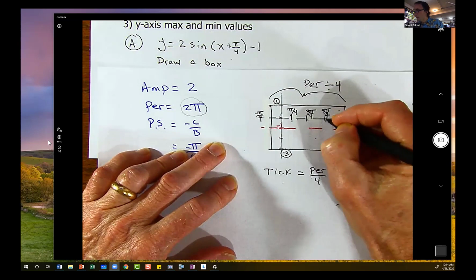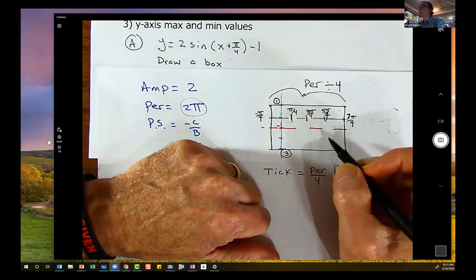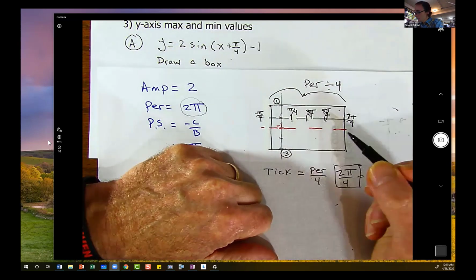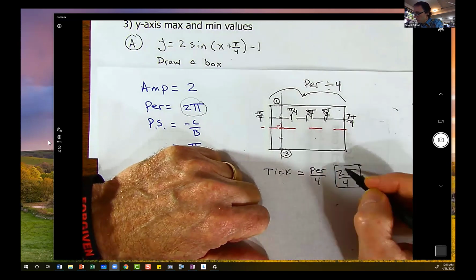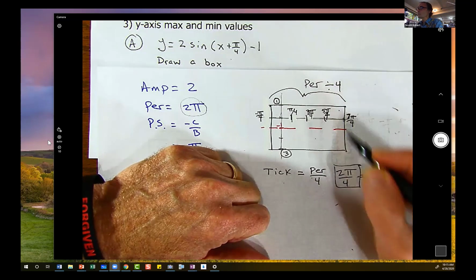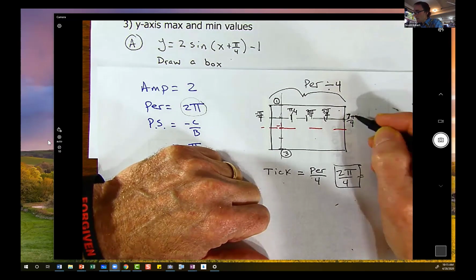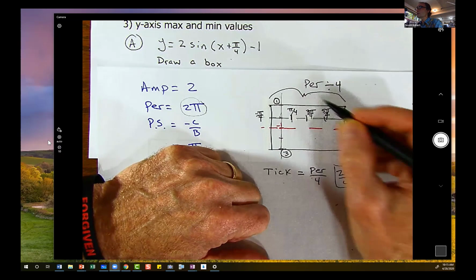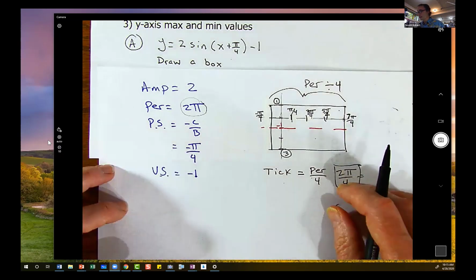Now, here's where the rubber meets the road. This is where I check everything. Because 5 pi fourths plus the tick mark should take me to the end. What's 5 pi fourths plus 2 pi fourths? 7 pi fourths. I've got perfect closure right to the end.